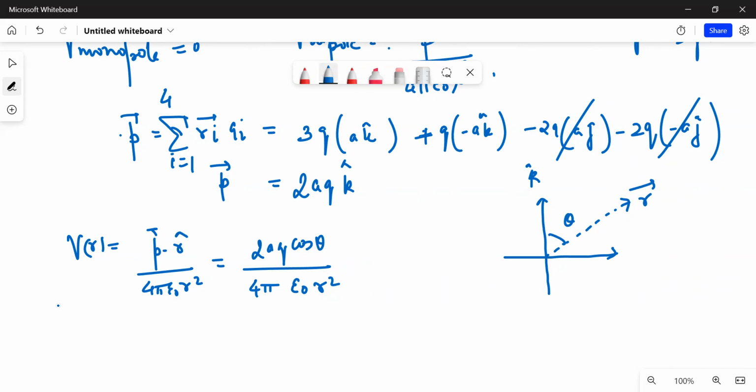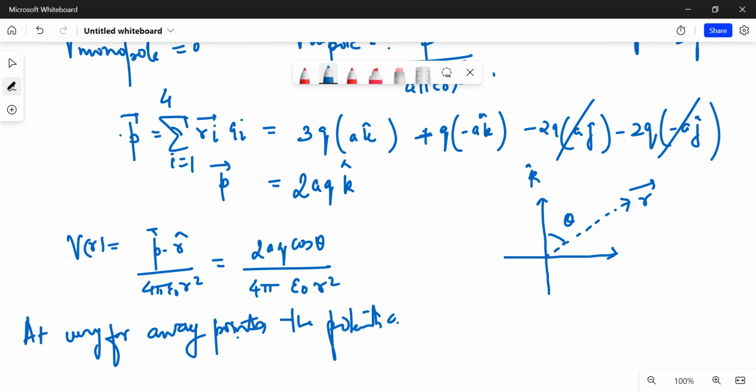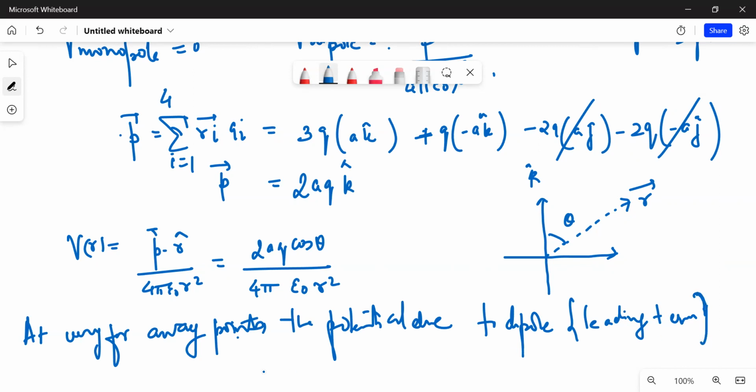And at very far away points, I would say, the potential due to the dipole would dominate, since the dipole is the leading term.